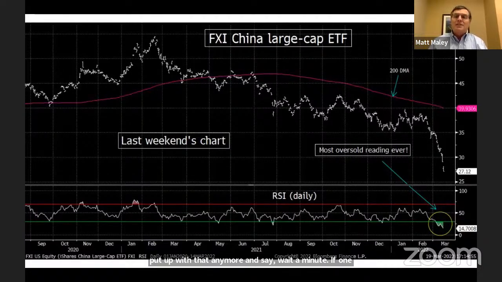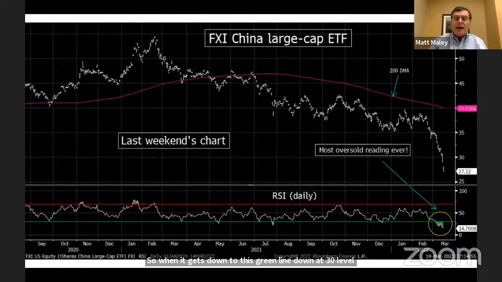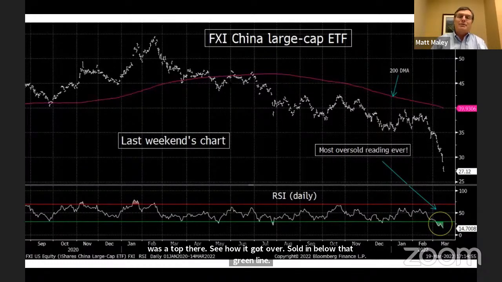So what we did using technical analysis, again, this is what's called a relative strength index, the RSI chart, and it tells you when stocks get overbought and oversold. See, when it gets down to this green line down at the 30 level, that's a green line because it says go ahead and buy. When it gets up to the red line at 70, that's stop, don't buy anymore, and even sell. And you can just look at how they correspond here. That was a top there. See how it got oversold even below that green line. See how that was a great buying opportunity. Down here, that was a great buying opportunity, et cetera.